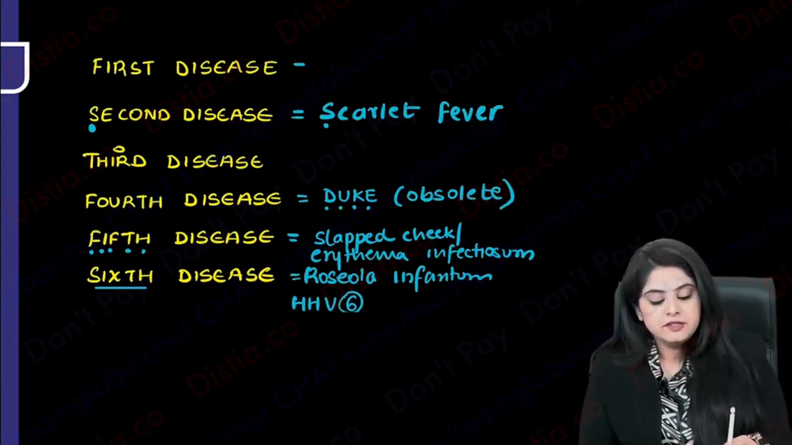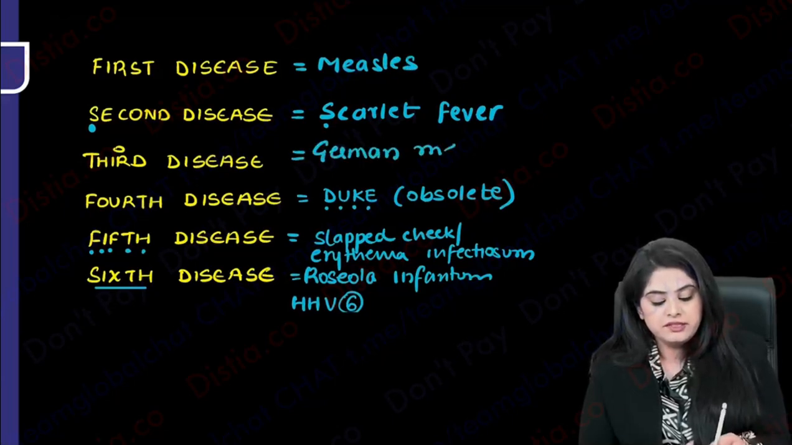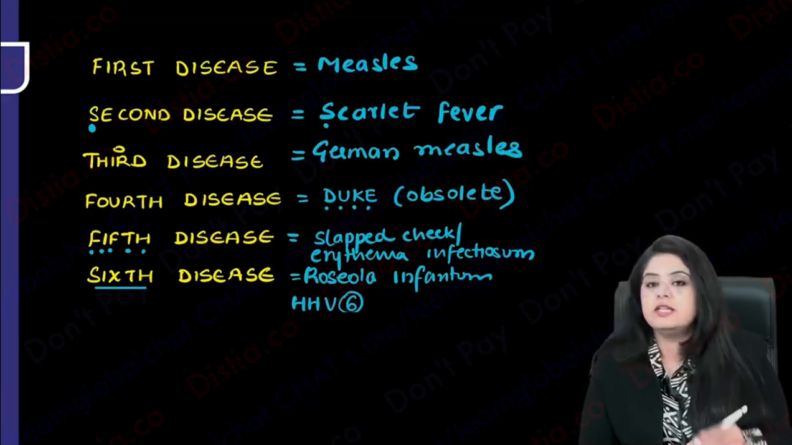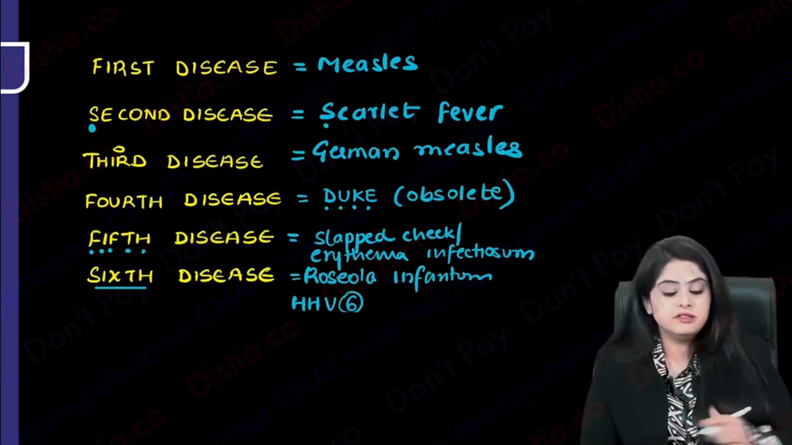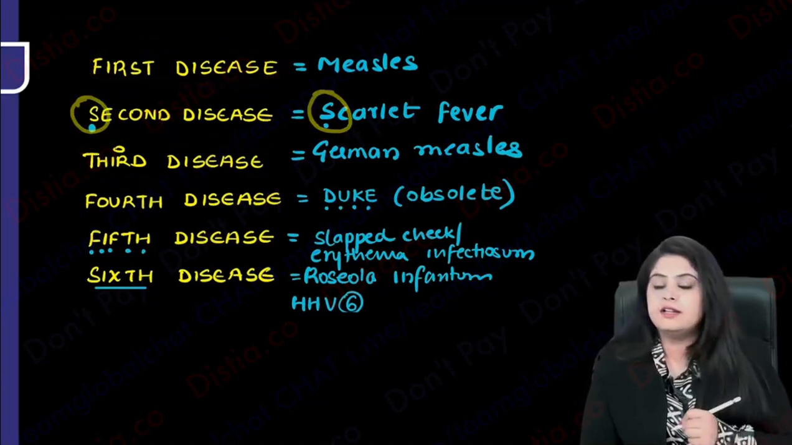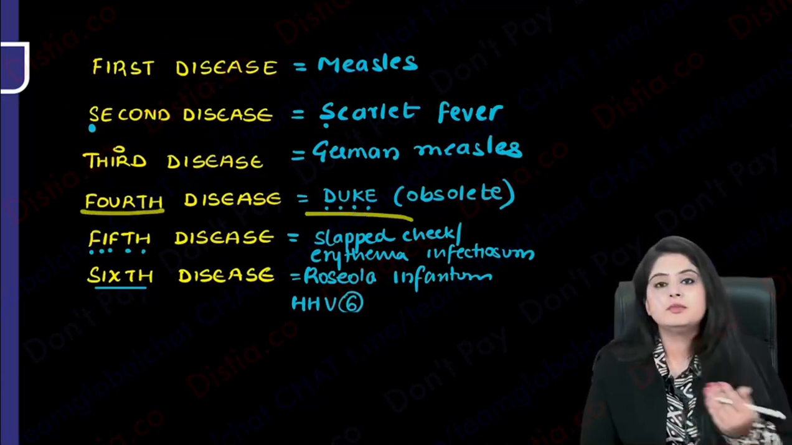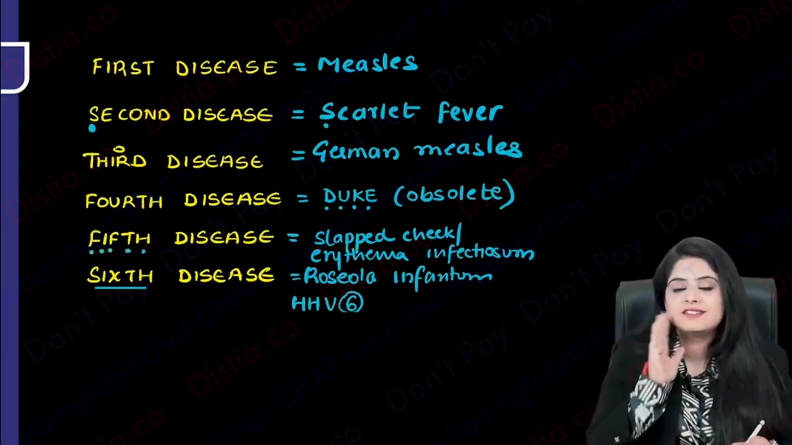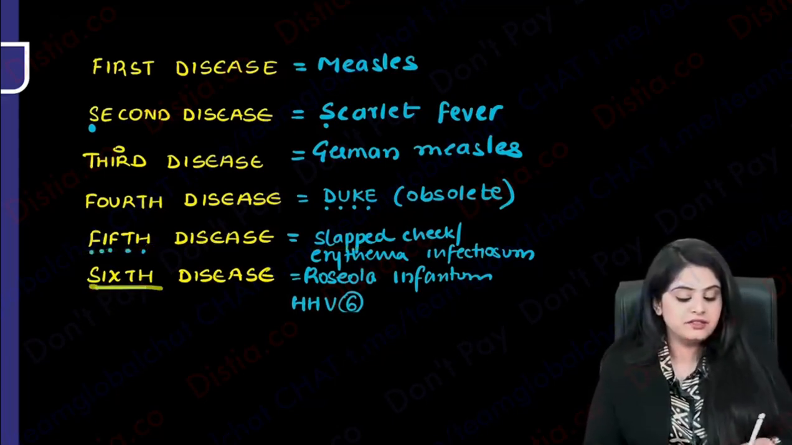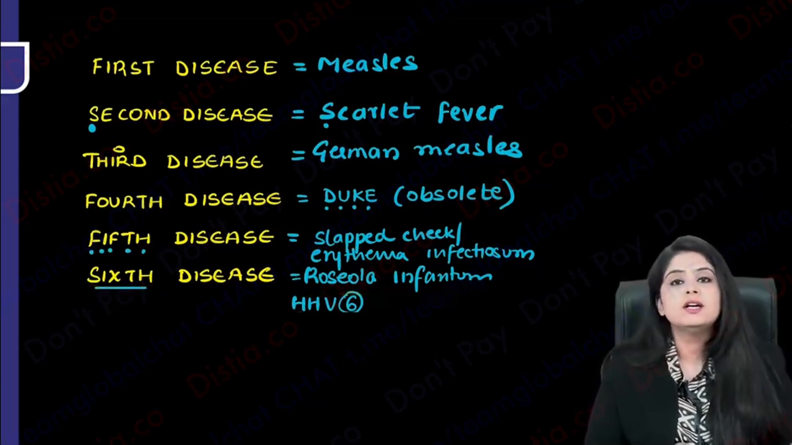Please note, the first disease is referred to as measles, and the third disease then becomes German measles. How easy is that, right? So let's do a quick recap. The first disease is measles. The third is German measles. The second is scarlet fever. The fourth is the four-alphabet Dukes, which is obsolete. Fifth is the five-fingered slap, that is the slapped cheek appearance. And sixth is HHV-6, that is roseola infantum.